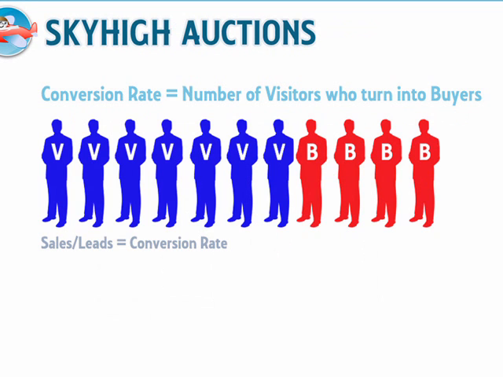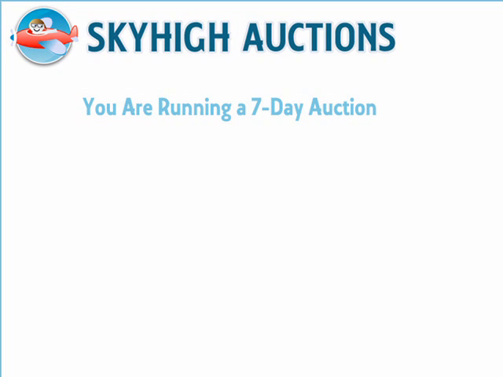The next important factor is your conversion rate. Your conversions are the number of leads compared with the number of people who actually buy. You can easily calculate your conversion rate by dividing the number of sales that you make by the number of leads that you get. For instance, assuming you are running a 7-day auction.